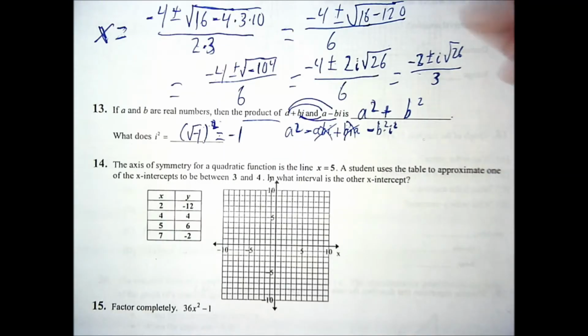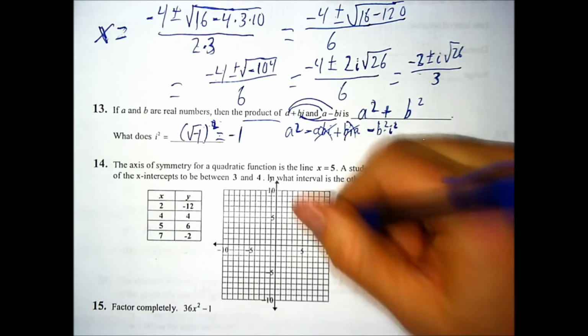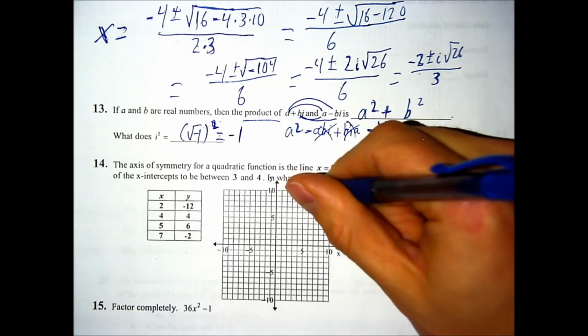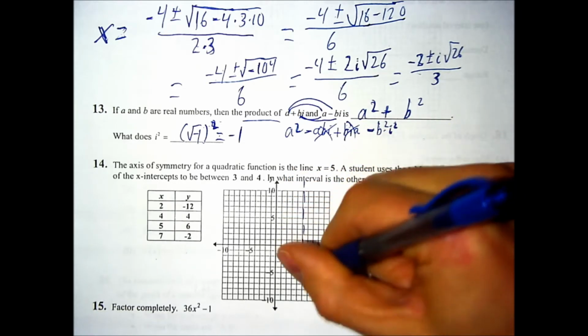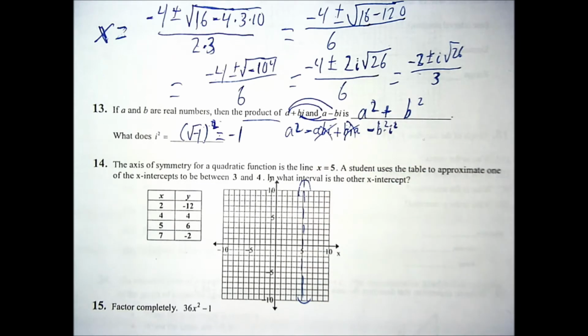Question 14. The axis of symmetry of a quadratic function is at the line x equals 5. So this is the axis of symmetry. Again, I draw that with a dotted line. It represents where the quadratic, or it could be a fourth power, or an even power function, has symmetry. So it can reflect across that line, and the points will be the same on either side.